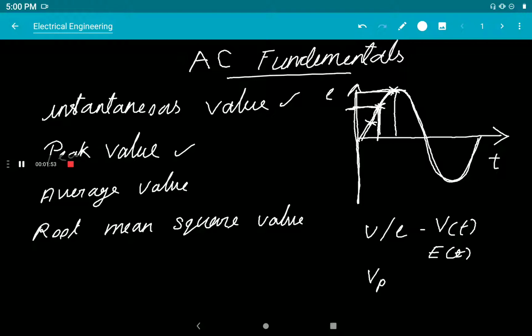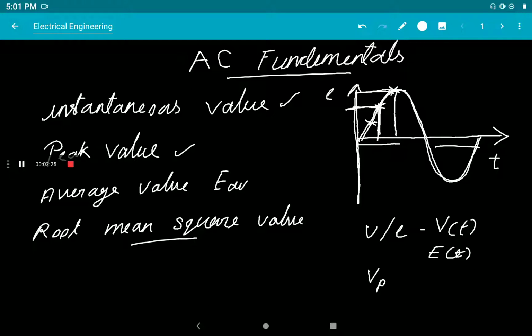The average value is the arithmetical average of all the values of an alternating quantity, positive and negative, and it can be represented as E average or I average. The RMS value is the effective value. It is defined as the steady current which, when flowing through a given resistance for a given time, produces the same amount of heat as produced by alternating current flowing through the same resistance.